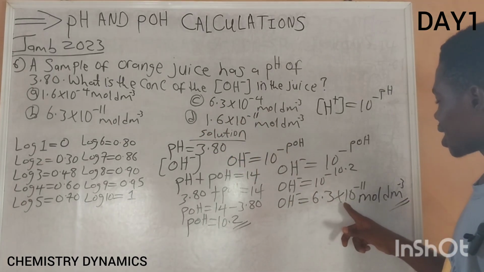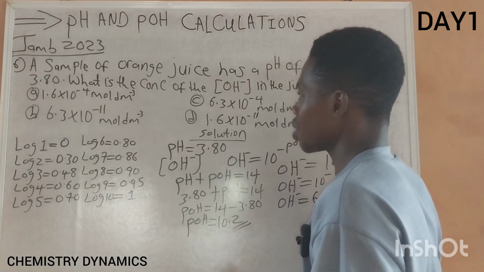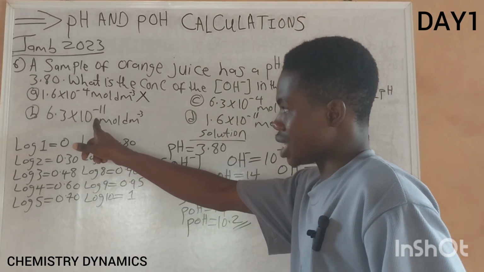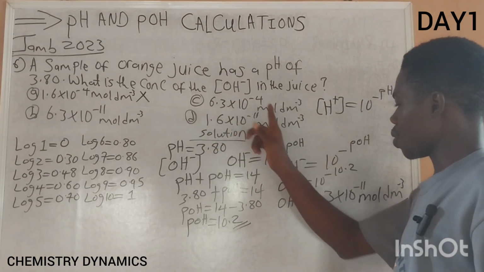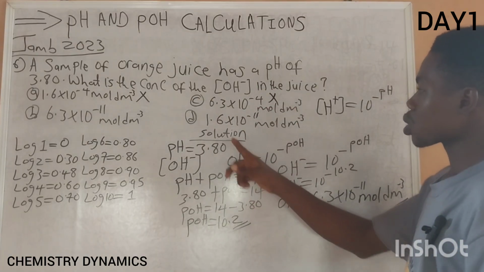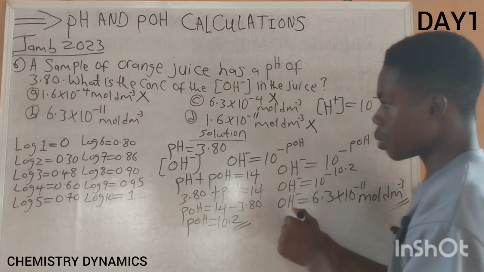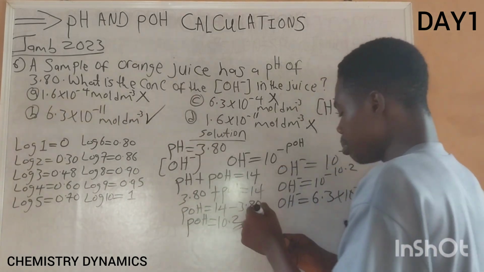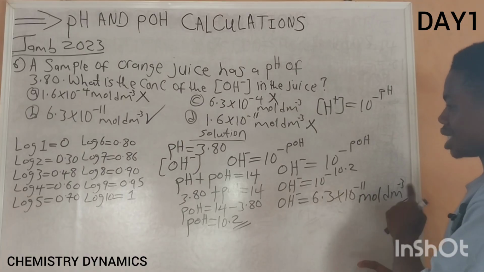We got 6.3 times 10 raised to power minus 11. Option A says 1.6 times 10 raised to power minus 4. Totally wrong. Option B says 6.3 times 10 raised to power minus 11. Let's check other options. Option C says 6.3 times 10 raised to power minus 4, and we got 6.3 times 10 raised to power minus 11, so this is wrong. And option D says 1.6 times 10 raised to minus 11. This is totally wrong. So option B, 6.3 times 10 raised to minus 11, is our correct answer, because our hydrogen ion that we got was 6.3 times 10 raised to minus 11 mole per dm³.